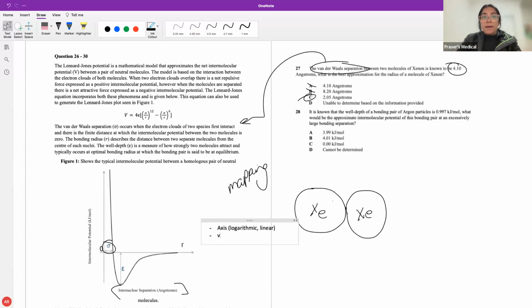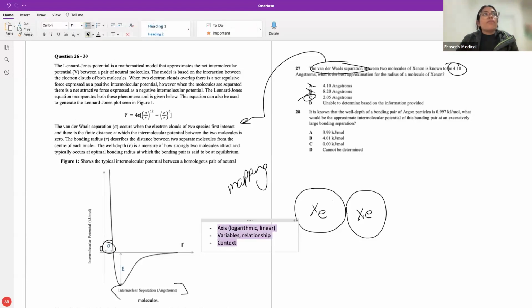After this, think about the variables. What variables are there? The intermolecular potential, the internuclear separation. Think about the variables, think about their relationship. And most importantly, think about context. How does this graph fit within the narrative of the stem itself? When I'm looking at a graph, these are the major things: look at the axes, look at the variables, look at the relationship between the variables, and how the graph fits in with the rest of the stem. You don't have time to look at much else.